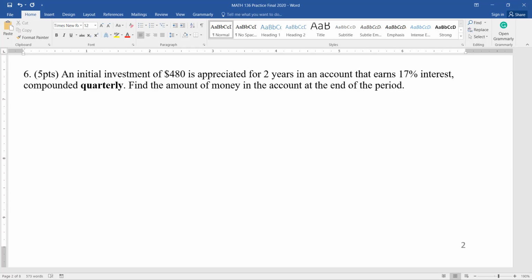So if I'm good at using my calculator, I can go ahead and type this all in my calculator all at once. If not, you can do it in pieces. I would do this piece, raise it to the 8th power, and then multiply it by 480. You should get a final answer of $669.65. Keep in mind, we're referring to money, so we always want to round that to the nearest cent.